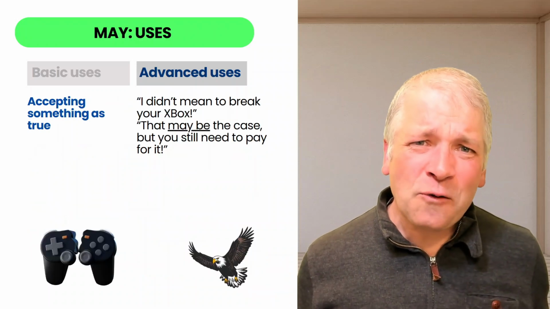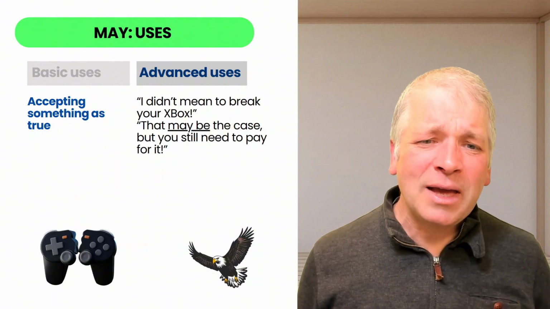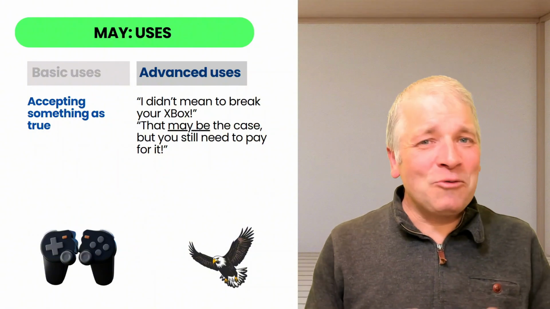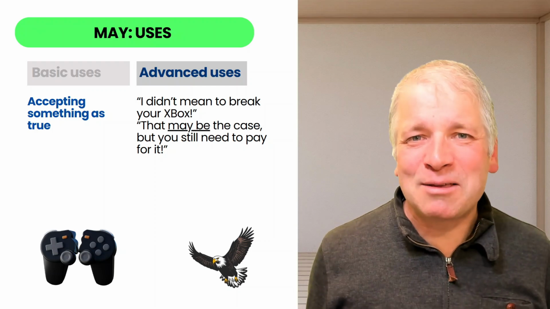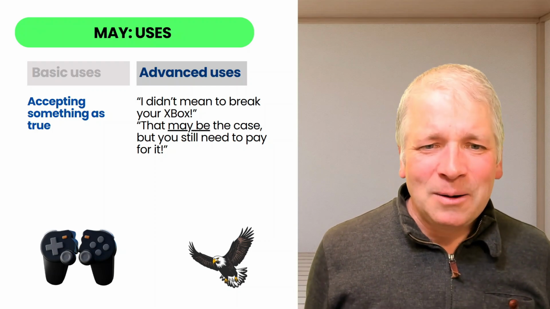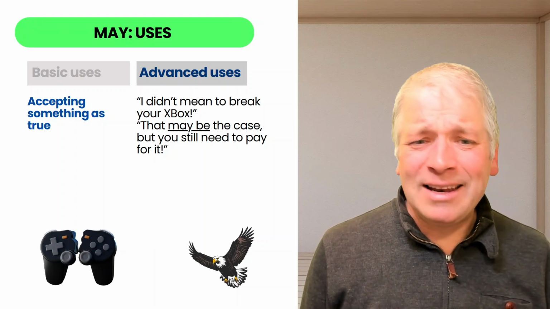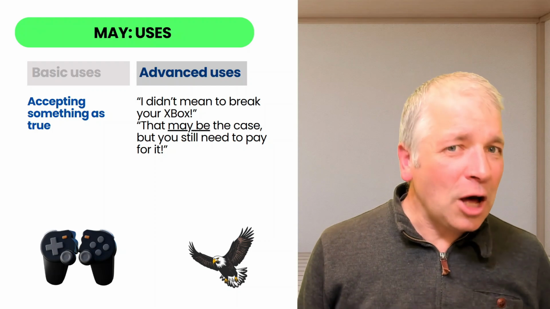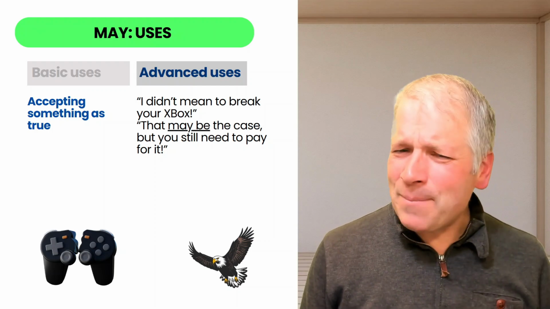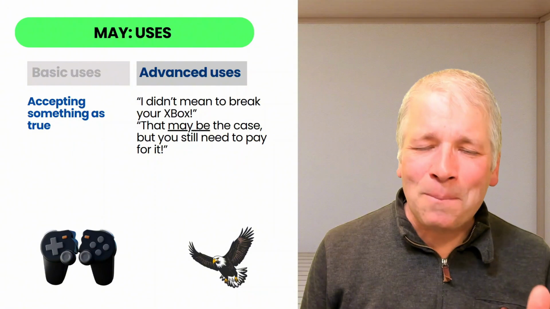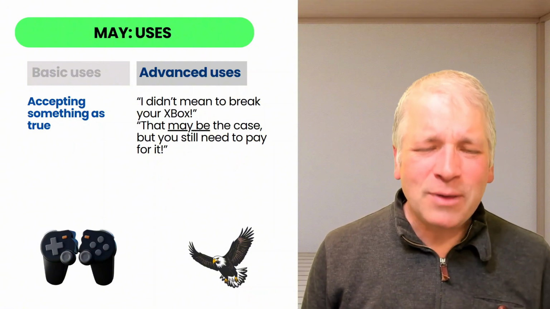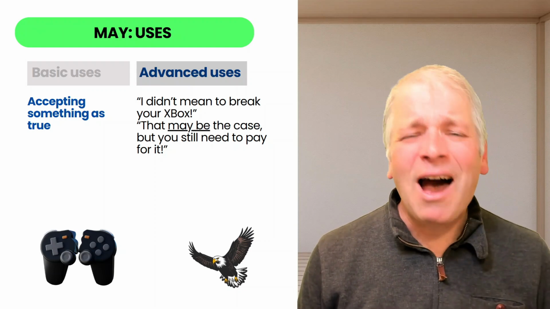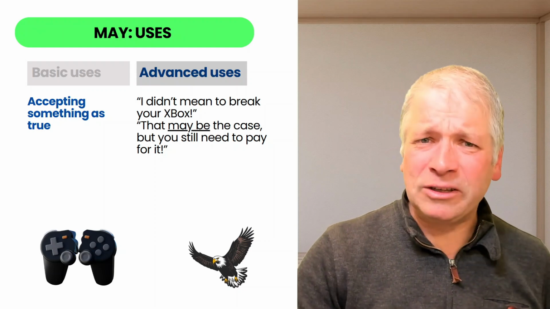Another advanced use of may is accepting something as true. Look at this poor person's controller for his gaming system or her gaming system. The person who did it says, I didn't mean to break your Xbox, I'm so sorry. And the girl who owns the Xbox says, that may be the case, but you still need to pay for it. So may be the case, well, I accept that that's true. If I say that may be the case, I accept it's true, but you still need to pay for it.